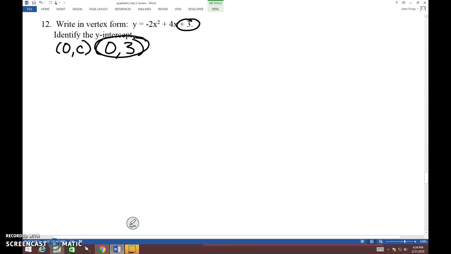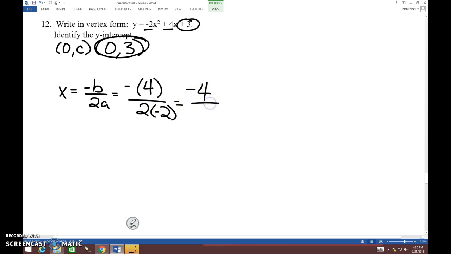So this goes back, once again, to the formula x equals negative b over 2a. So negative b, we know b is going to be positive 4, times 2a. So a is going to be negative 2. So when we solve this, negative times 4 is negative 4. 2 times negative 2 is going to be negative 4. And then negative 4 divided by negative 4 is positive 1. So that gives me the h for my vertex form.